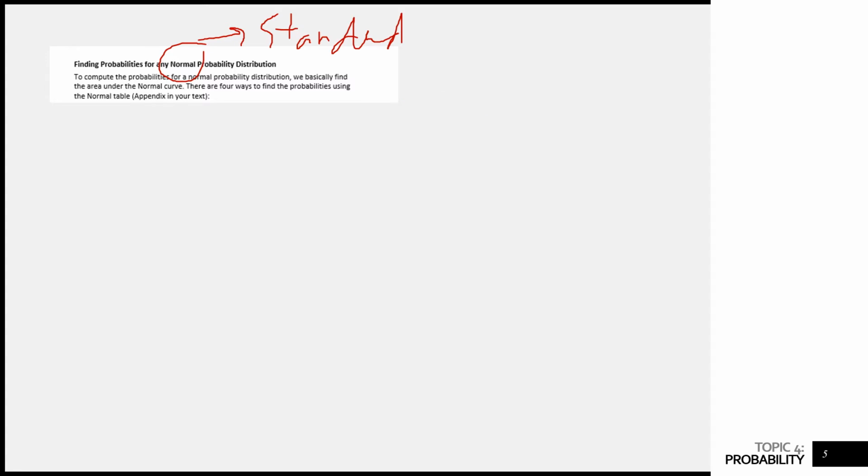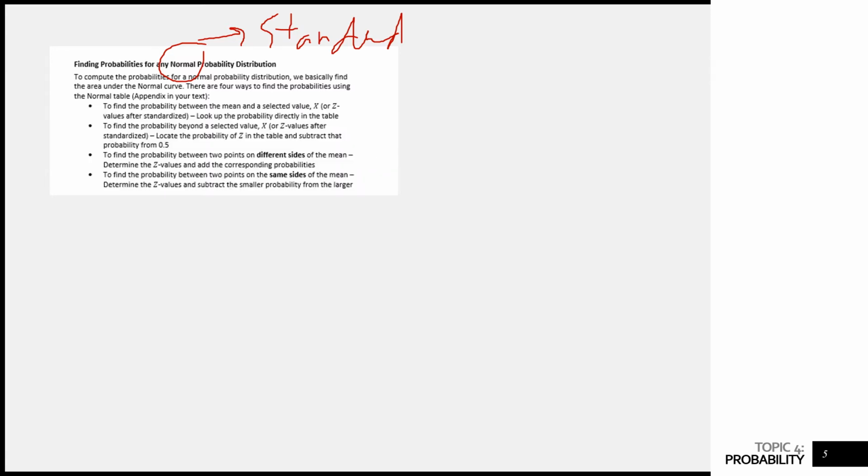Now, after you convert your x values into z, we can actually use the normal curve or normal table to find the probabilities. There are generally 4 ways to find probabilities using the normal table. Before I show you the normal table, I would like to remind you again.